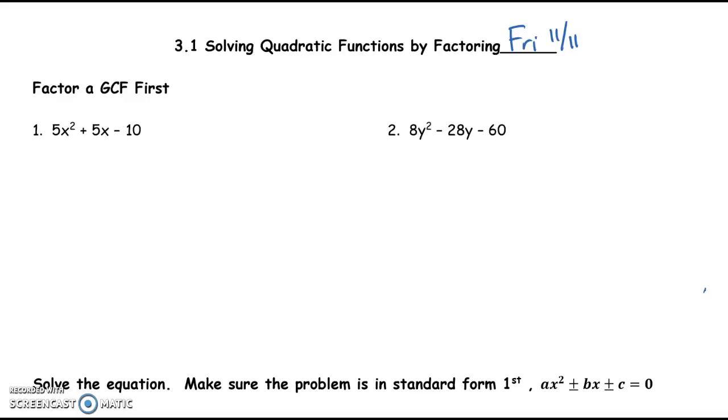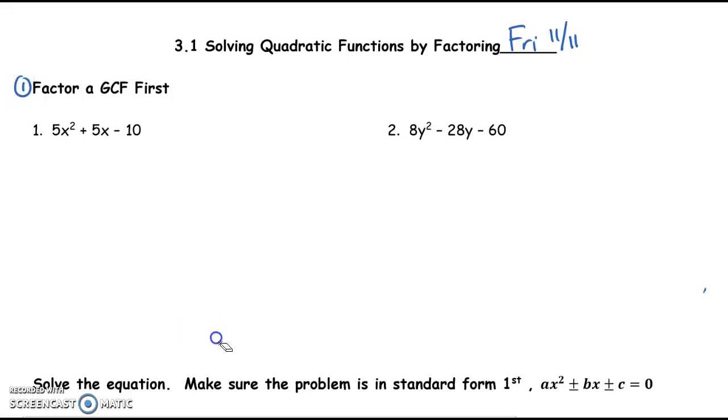If we look at number 1, 5x squared plus 5x minus 10, we could do 5 times negative 10, which is negative 50. We could look for two numbers that multiply to give us negative 50 and add up to 5. But that would make this problem a lot more difficult than it needs to be, and it wouldn't fully factor the problem anyway. So the first thing that you need to do is factor out a GCF.